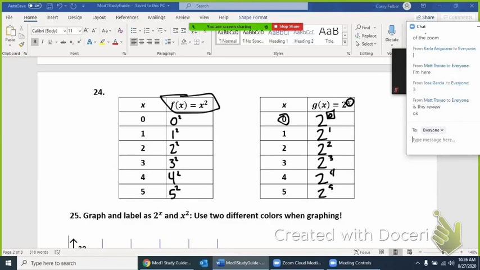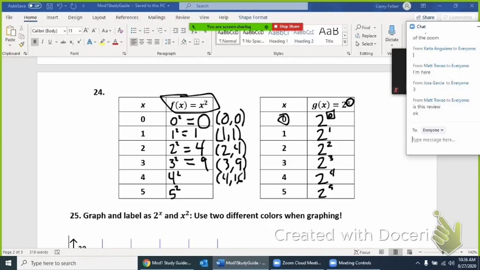All right, and then it asks you to graph and label them. So again, whatever this comes out to, these would be your points. That one would be 0, 0. This one would be 1, 1. This one would be 2, 4. This one would be 3, 9. This one would be 4, 16. This one would be 5, 25. So again, you just plot all the points, connect them.